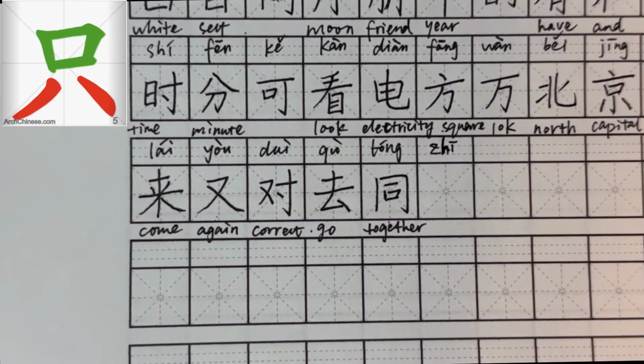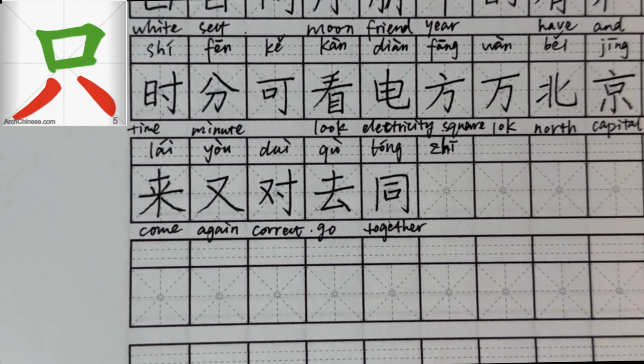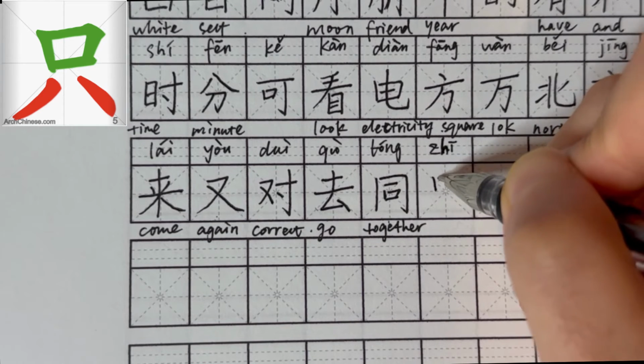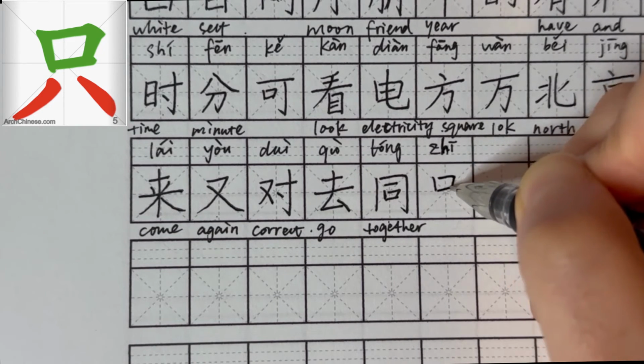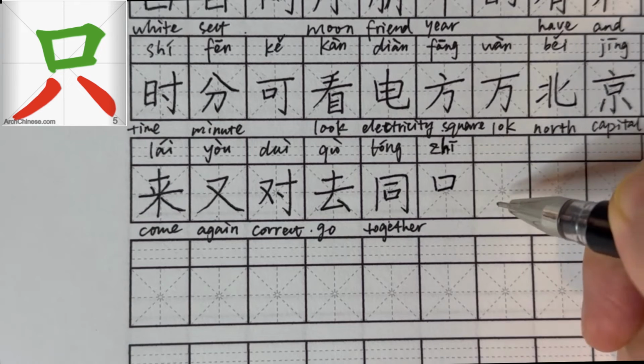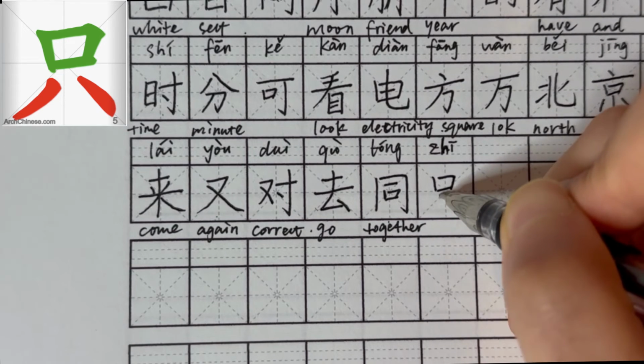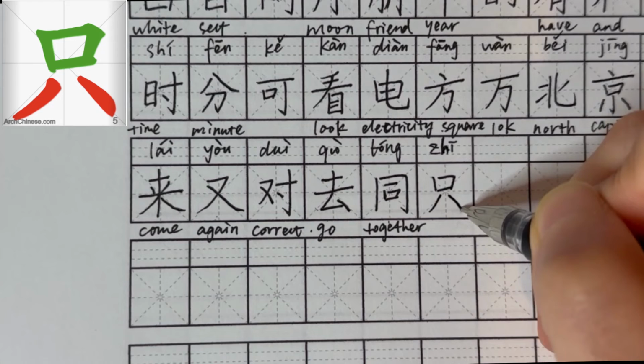Next one. 只 is a measure word for small animals. The green component, easy. 竖横折横. And then a symmetrical structure, 撇点撇点.